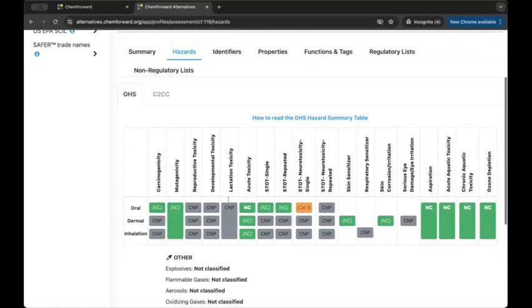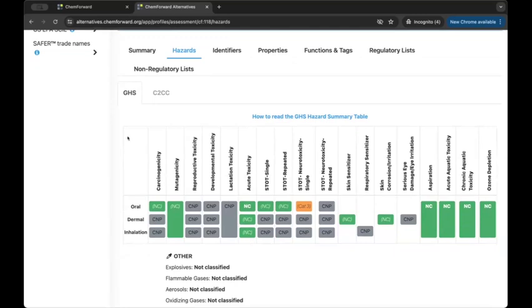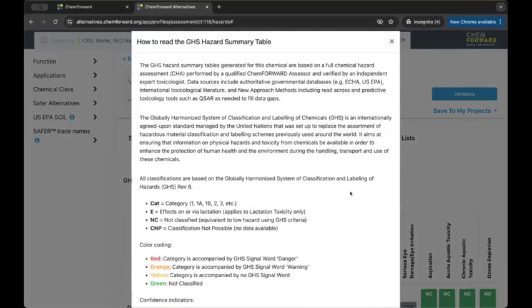But this is the GHS hazard table. And you'll note that there's two up here. There's both GHS and Cradle to Cradle. This is because all of our hazard methodologies are based on GHS, similar to Cradle to Cradle, which also uses GHS methodologies in their chemical hazard assessment methods. But we offer two tables here. This first being GHS. This offers the user guidance on how to read the summary table.